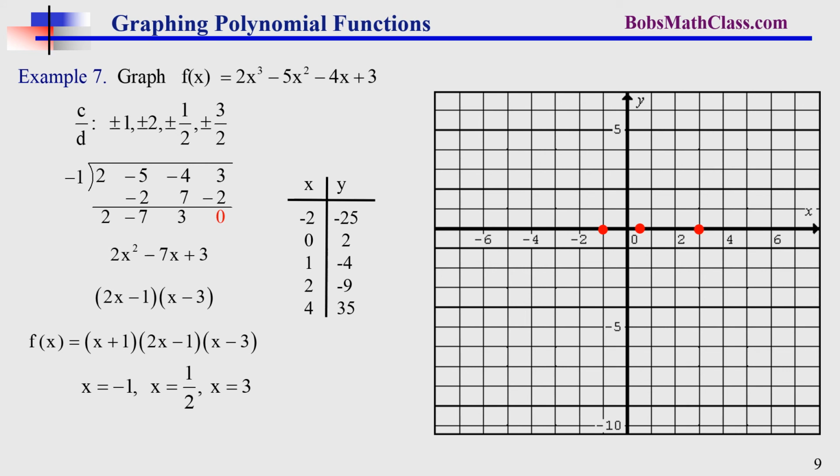Notice at a couple of those points, the negative 25 and 35, I'm not going to plot. I'm just going to show the graph in that direction. So negative 2, negative 25, that's way down below. So just make sure when you draw your graph, it's coming from the bottom. And there you go.